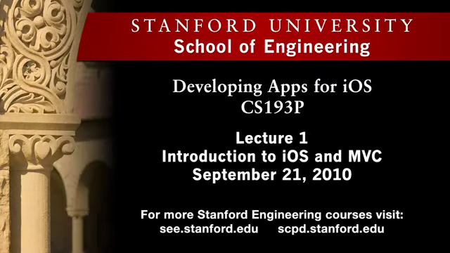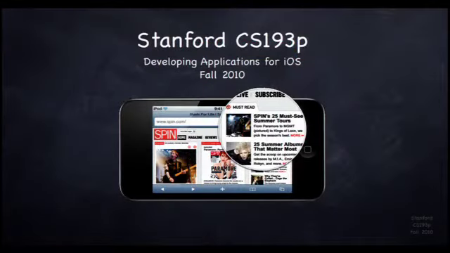Okay, well, welcome then to Stanford CS193P. This is fall of 2010 quarter. Make sure you're on the right airplane here before we leave the gate. This is developing applications for iOS. That means iPod Touch, iPhone, iPad, all the versions of the iPhone basically. But we're going to focus mostly on iOS 4, which is the latest version.